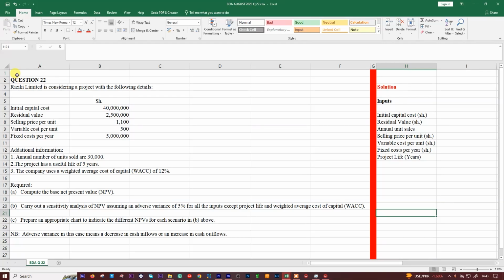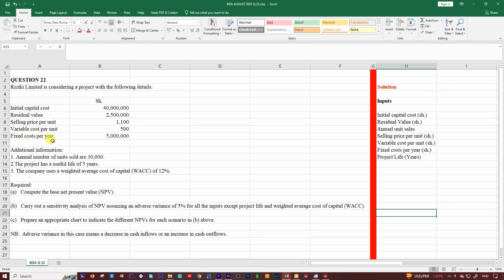It reads as follows. Riziki Limited is considering a project with the following details. Initial cost, 40 million. Residual value, 2.5 million. Selling price per unit is 1,100, pardon me. Then variable cost per unit is 500.